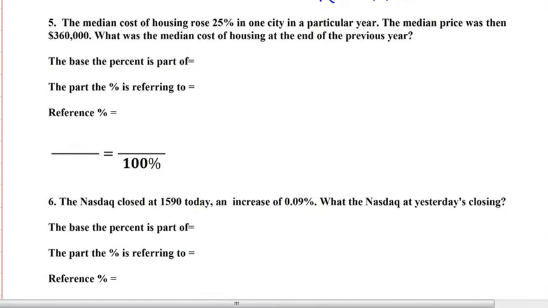Alright, let's try another. It says the median cost of housing rose 25% in one city in a particular year. The median price was then $360,000. What was the median cost of housing at the end of the previous year? Okay, so it says the median price was then $360,000. Okay, so the median cost of housing rose 25% in one city in a particular year. The median price was then.